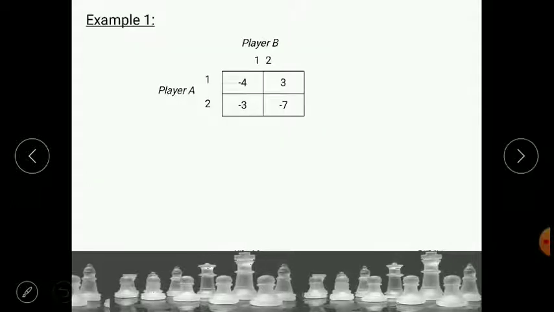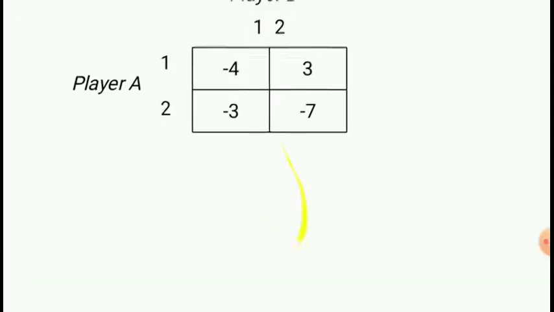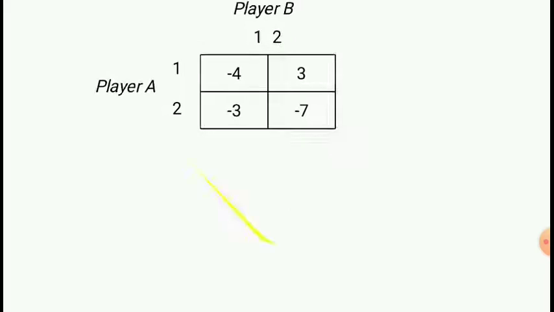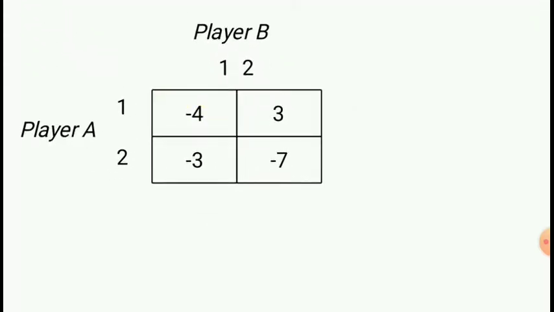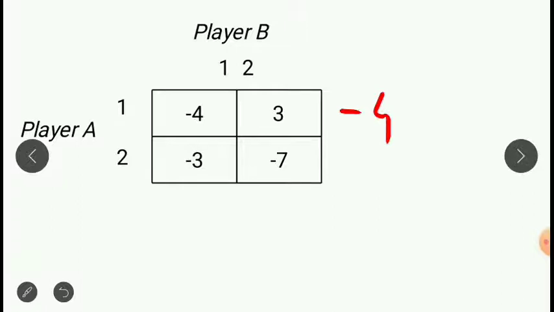Coming back to the same problem again. Fine, so we have our table here, or a matrix here. Now the minimum value in the first row is -4, right? And in the second row we have minimum as -7. And when you see the column maximum value, that is -3 here, and in the second column maximum value is +3 here.